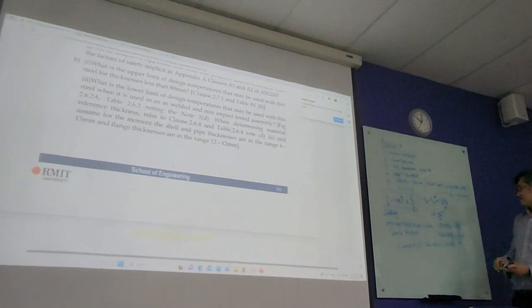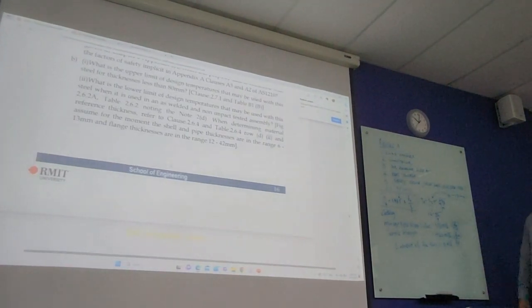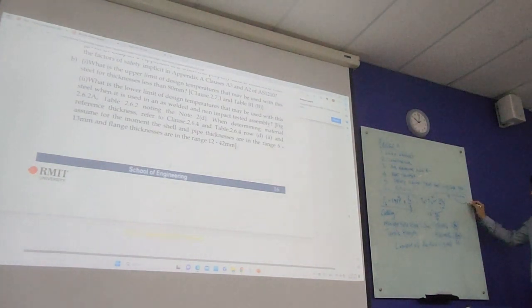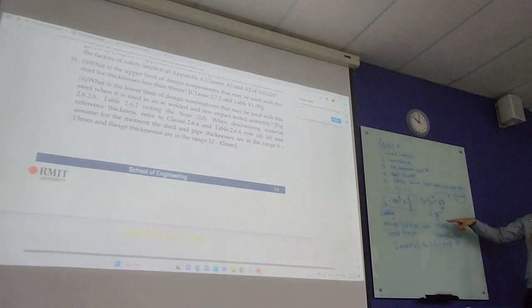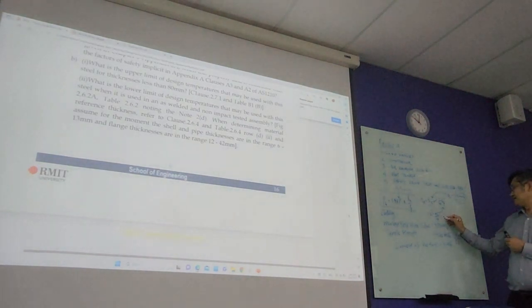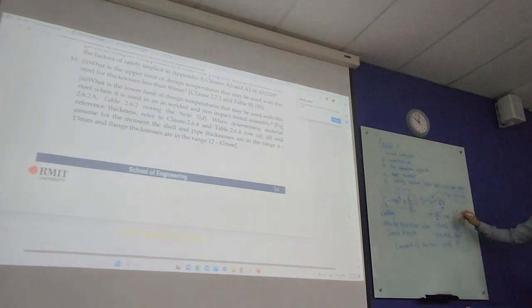So T2 bigger. Which one is bigger? 13. Yeah, 13. So we use 13 as our reference. The TR is 13, right? Greater of the two, so you apply this formula. 42 divided by 4 is about 10.5, right? Compared to 10.5 and 13, we use 13. So by looking at this, we go back to figure 2.6.2.